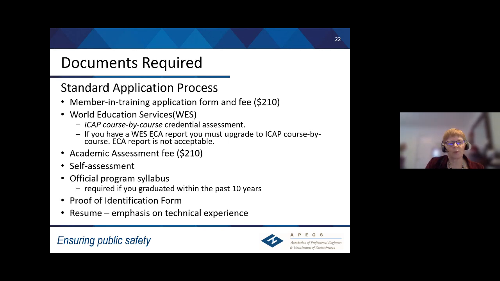You will also be required to complete a self-assessment, and I will provide more information about that later on in the presentation. If you have graduated in the last 10 years, you may also be required to provide an official program syllabus. Everybody will be required to provide proof of identification and a resume. And in the resume, we're really looking to see an emphasis on any technical engineering experience that you have. Project management is okay, but for the purposes of the academic review process, we want to know which experience you have that has applied engineering, technical engineering theory.